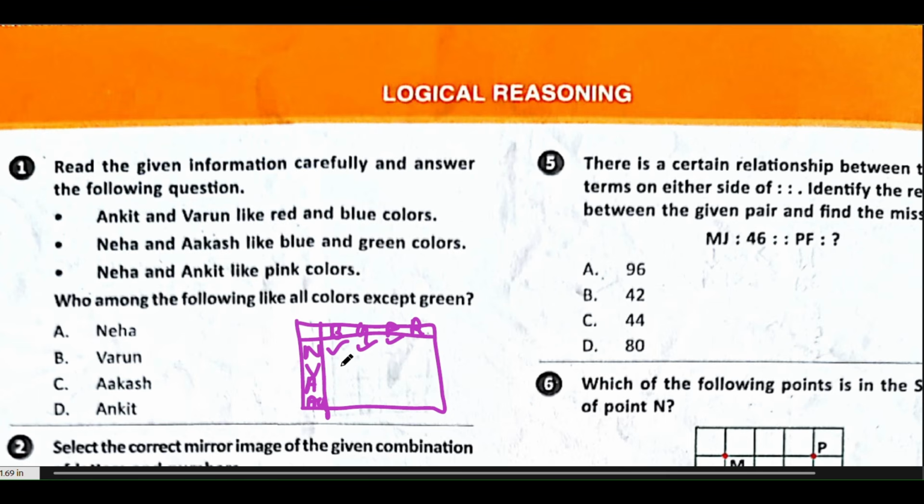Next, Varun likes red and blue colors. So red and blue. Ankit likes red, blue and pink. So red, blue and pink. And Akash likes blue and green color. So now we can see except for green, Ankit likes every single color. So correct answer is option D, Ankit.